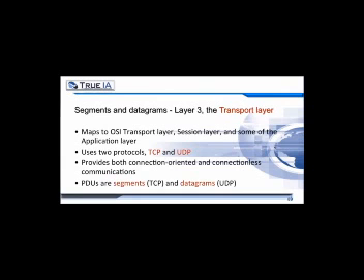Layer 3 is the transport layer. This layer maps to the OSI transport layer as well as the session layer and some of the application layer. It uses 2 protocols, TCP and UDP, and provides both connection-oriented and connectionless communications, just like the other model. Now, the PDUs are segments with TCP and datagrams with UDP.